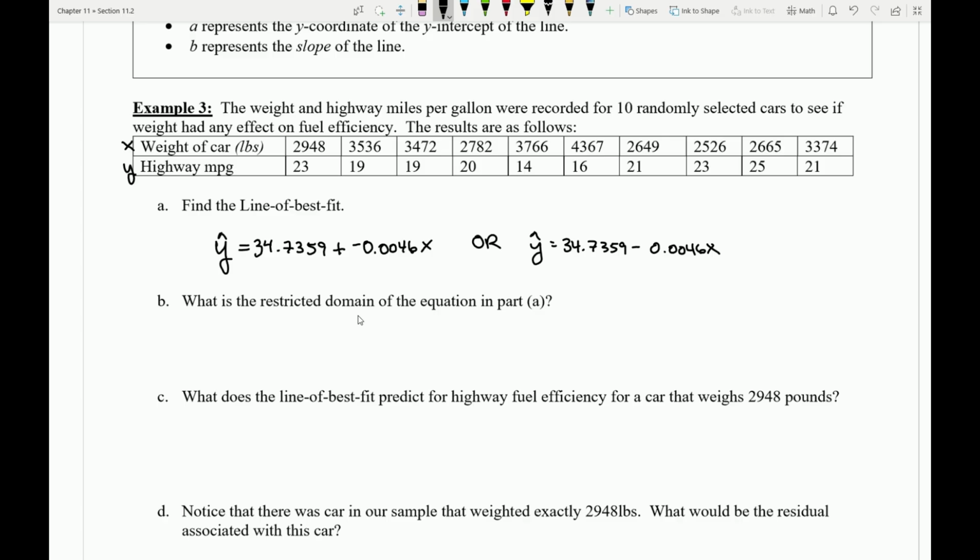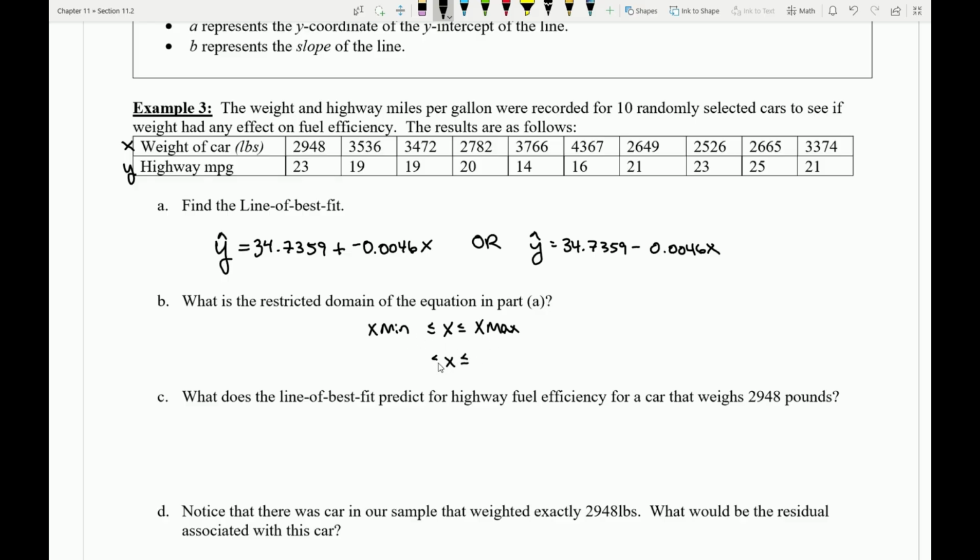If I take a look at the restricted domain of my equation, that's going to tell me what x's I'm allowed to actually plug in here. So in this case, the restricted domain of our line of best fit is always going to be all x values that exist between my x minimum and my x maximum. That is my smallest x and my biggest x.